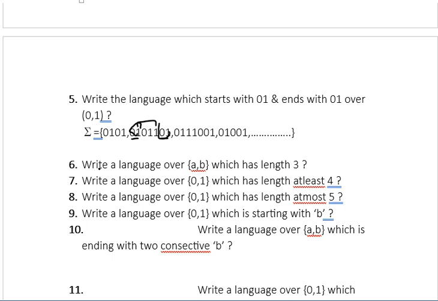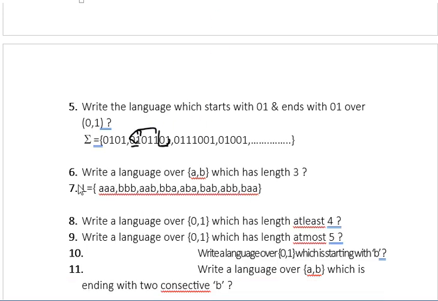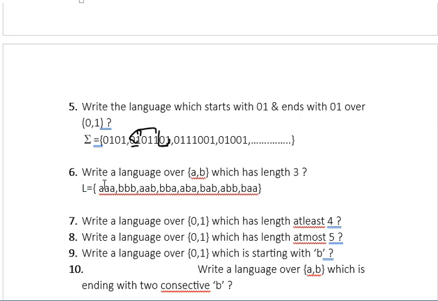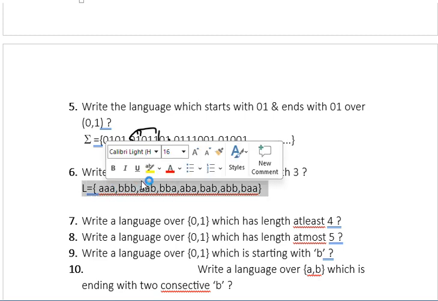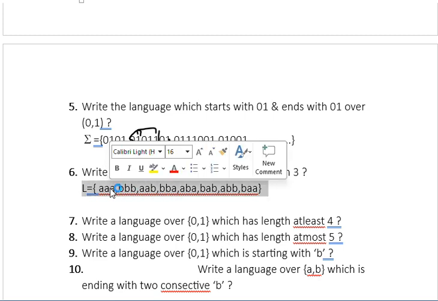Now, next question. Write a language over A comma B which has length 3. Simple. So the input is A comma B. With the help of these inputs, we have to form the sequence of strings with length 3. Okay, now let's see the solution. So this is the solution. So AAA, what is the length of this string? Which is 3. BBB, what is the length of this string? 3. So similarly, each and every string's length will be 3.